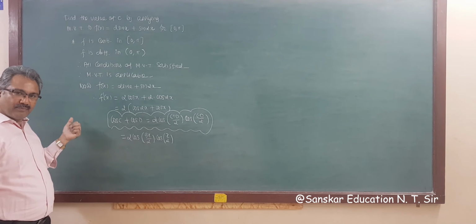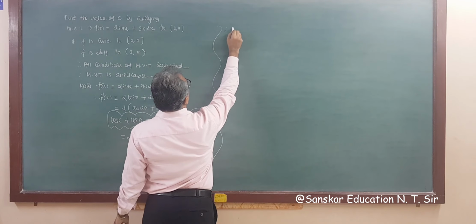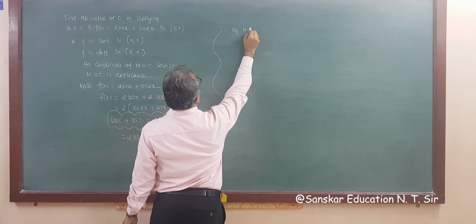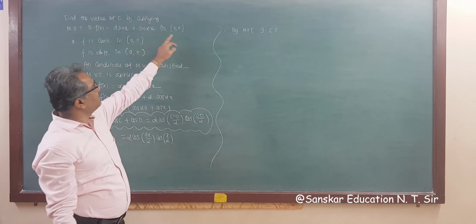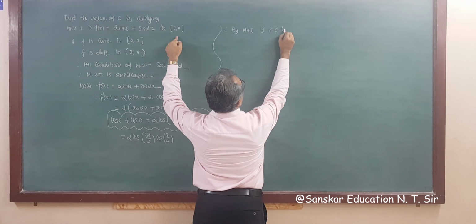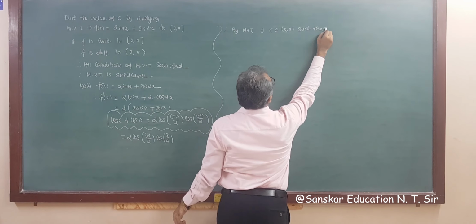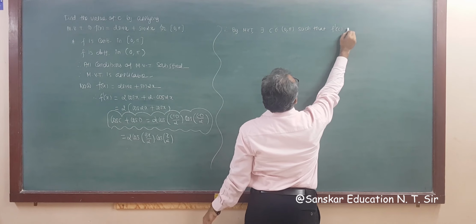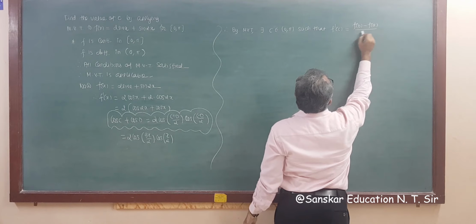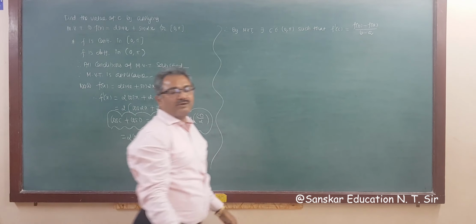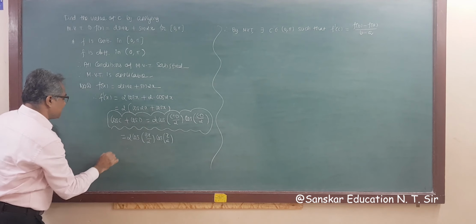Therefore, by mean value theorem, there exists c belongs to the open interval 0 to pi such that f'(c) is equal to (f(b) minus f(a)) upon (b minus a). This is your mean value theorem. So what we require now? f(0) and f(pi), that is f(a) and f(b).